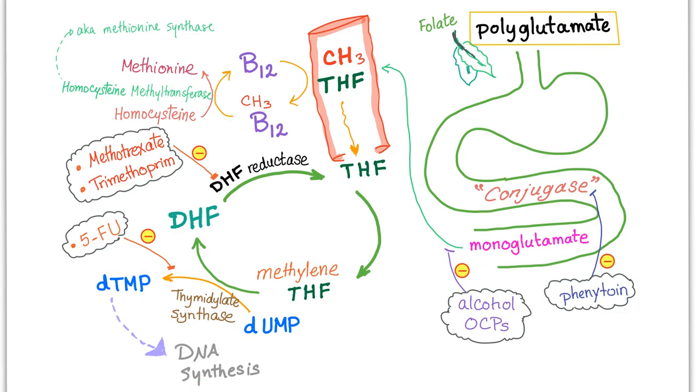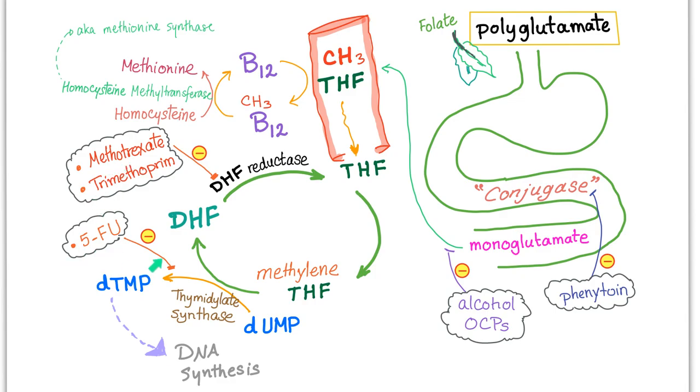How do you do it? Oh, it's complicated. THF will become methylene THF, and then DHF, and then back to THF, and this is the cycle. But from THF to DHF, we also have thymidylate synthase. At that same moment, we are converting the dUMP into dTMP, and this can help us make some DNA. There are many drugs and compounds that are anti-folate, including but not limited to phenytoin, which inhibits the conjugase, alcohol and oral contraceptive pills, they inhibit the absorption. And then methotrexate and trimethoprim, they inhibit the dihydrofolate reductase, and then the 5-FU, 5-fluorouracil. FU, FU back. It inhibits that thymidylate synthase.